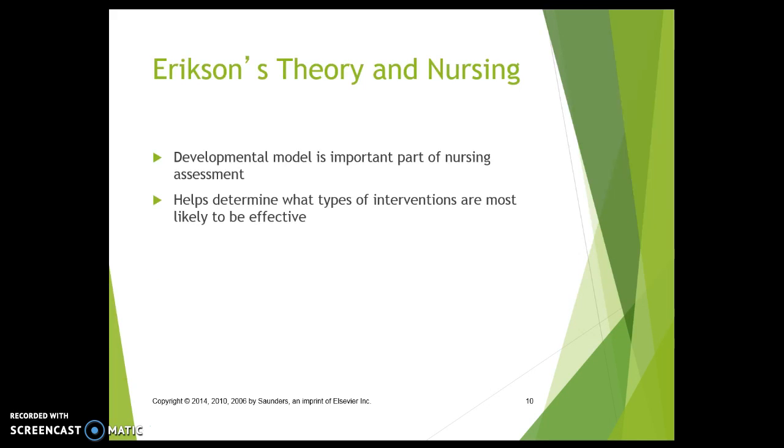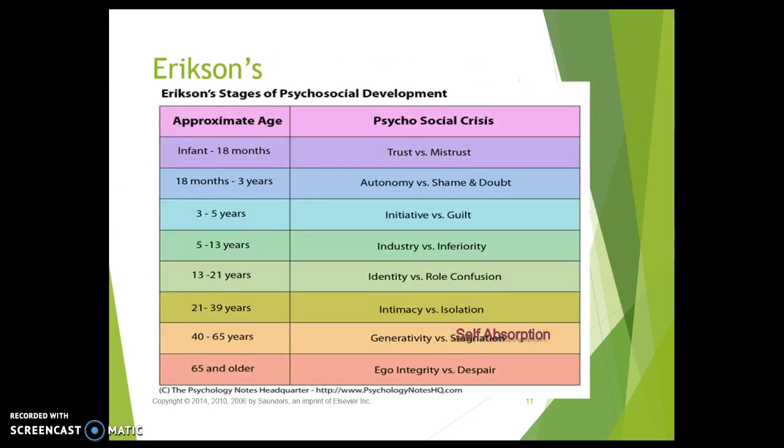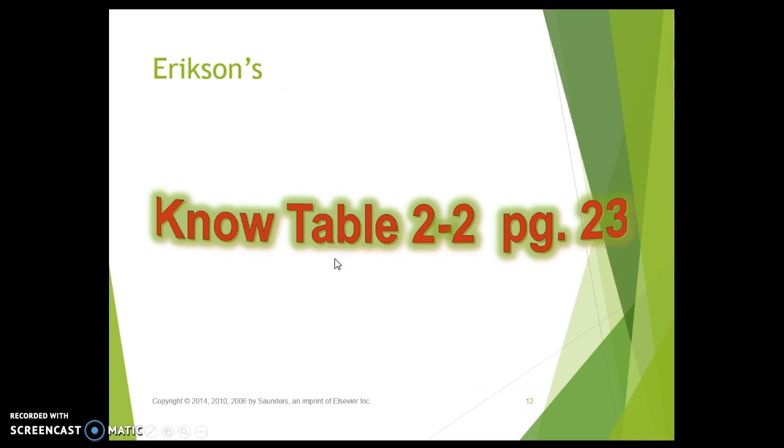So Erikson's theory in the nursing development model is an important part of nursing assessment, and helps determine what types of interventions are most likely to be effective. So again, you have this whole list right here. You'll see down here I changed the generativity versus self-absorption, and then ego integrity versus despair. You will want to know when all these different things happen. So there you go, table 2.2, page 23 for Erikson's.